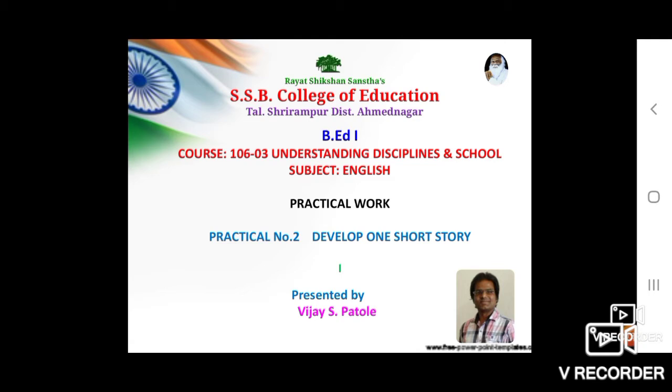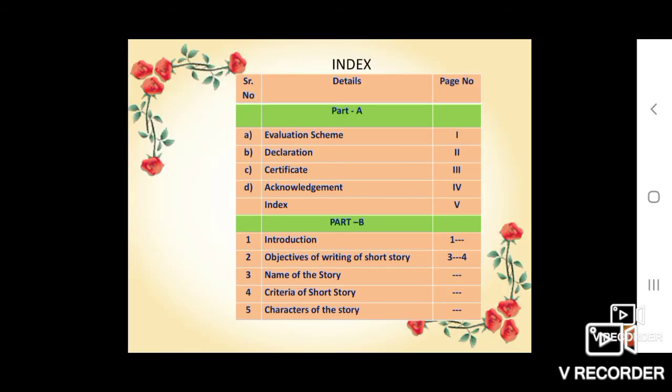Before writing this type of practical work, you need to understand what should be written in it. Let's have a focus on the index. This index is divided into two parts, part A and part B. In part A, there is the evaluation scheme, declaration, certificate, and acknowledgement, and right now you are seeing the index. Part B deals with the introduction and the objective of writing a short story.